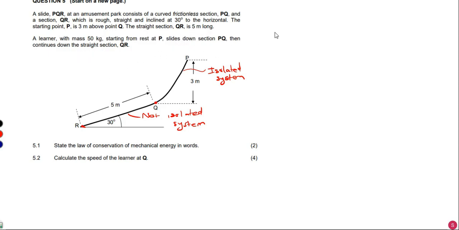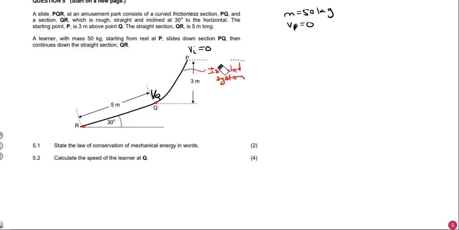A learner with the mass of 50 kg, so we are given the mass there, so the mass is equal to 50 kg, starting from rest at point P, so it means the initial velocity is 0 there at P, Vp is equal to 0, and slides down a section PQ and continues down the straight section QR. State the law of conservation of mechanical energy, which I spoke about. The total mechanical energy of an isolated system is conserved or remains constant, right? Calculate the speed of the learner at point Q. So they are looking for the velocity at that point, which is Q.